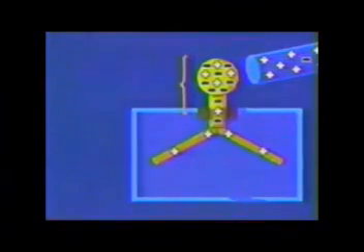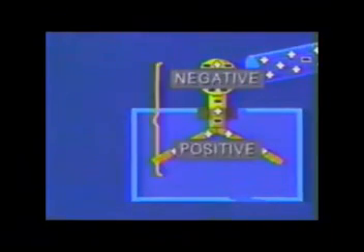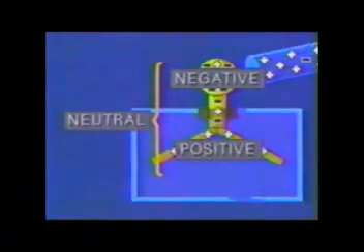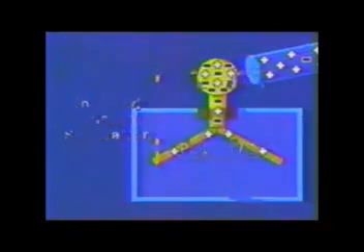If we look at the electroscope as a whole, we find that the top is negatively charged and the bottom is positively charged. Since no charge has been transferred, the electroscope as a whole is still neutral. It has, however, experienced induced charge separation.